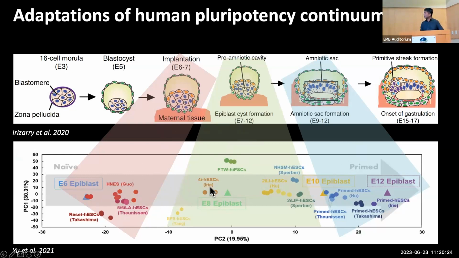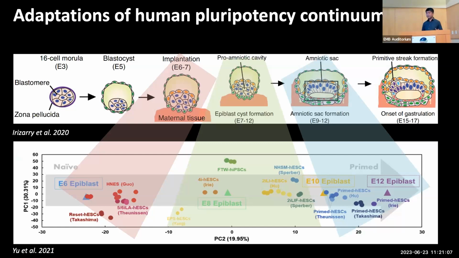And also there are variants of various culture conditions that can stabilize what we call intermediate, or according to Austin Smith, a formative state of pluripotency. So these cells are in between this naive and primed pluripotency. They have features that are more similar to E7 to E12 human epiblast. And one of the key functional features of these cells in the intermediate state is that they can directly respond to BMP signaling and generate primordial germ cell-like cells in a culture dish, which the naive cells and primed cells, especially in mice, are not able to do.